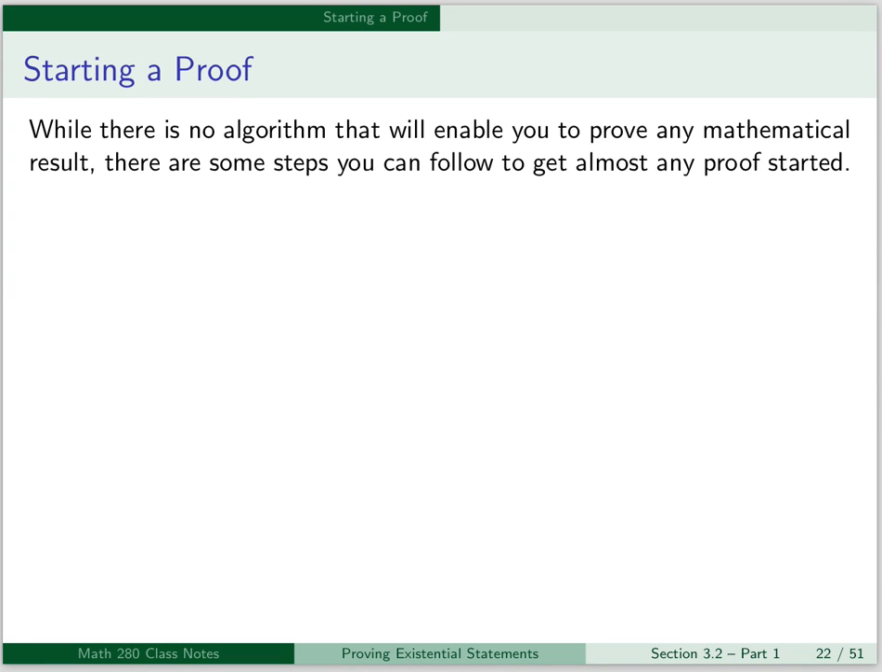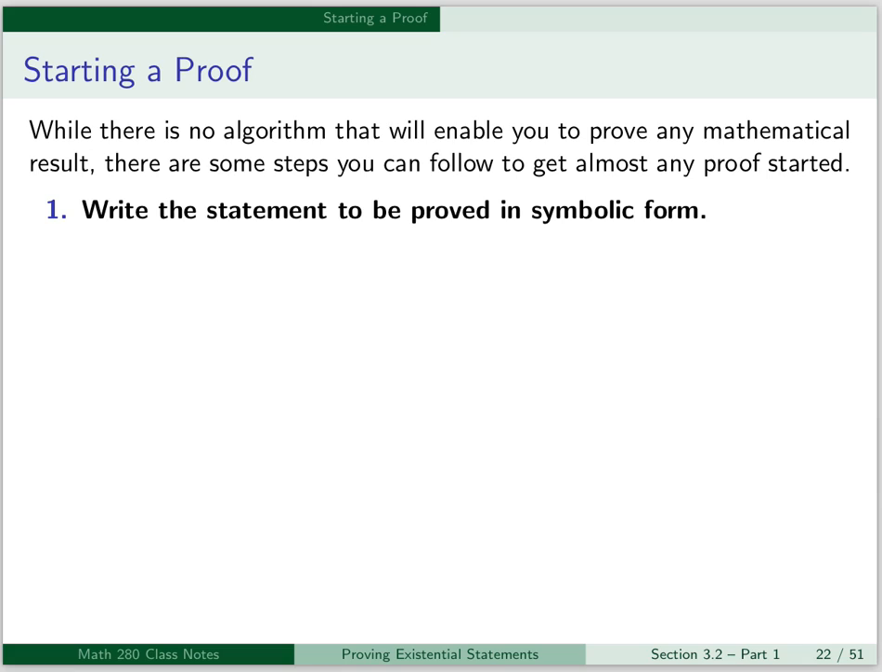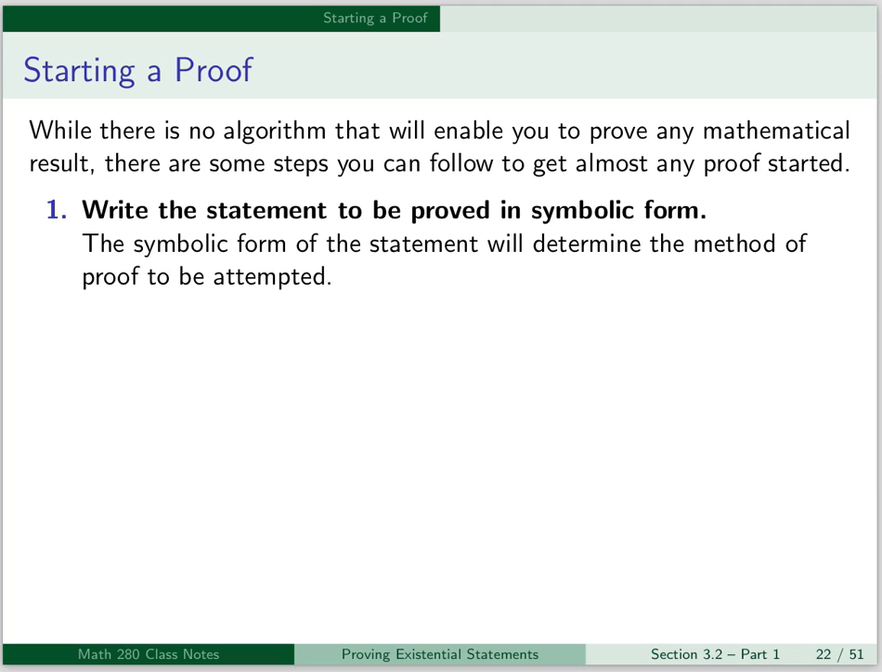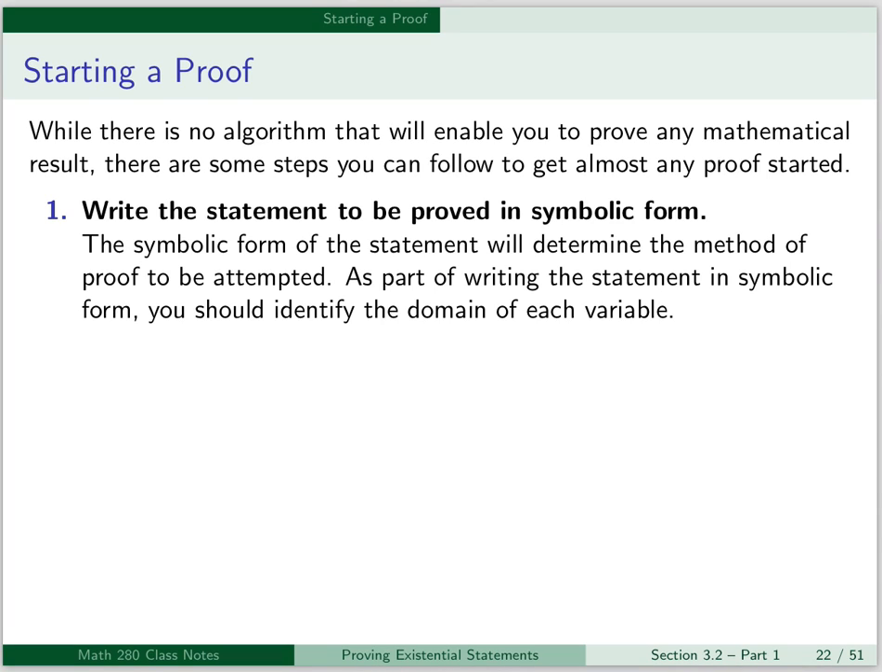Before proceeding with another example, let's discuss a little bit the process of starting a proof. While there is no algorithm that will enable you to prove any mathematical result, there are some steps you can follow to get almost any proof started. The first step, as mentioned several times already, is to write the statement to be proved in symbolic form. The symbolic form of the statement will determine the method of proof to be attempted. And as part of writing the statement in symbolic form, you should identify the domain of each variable.